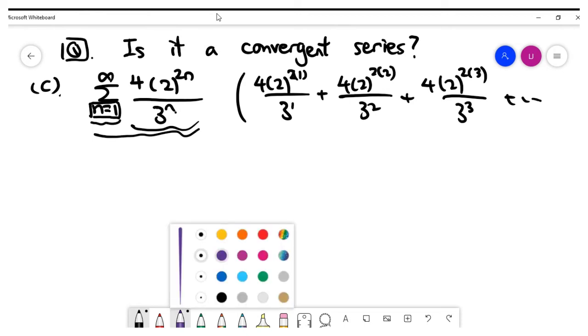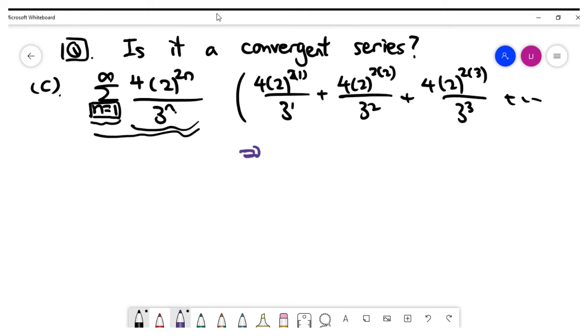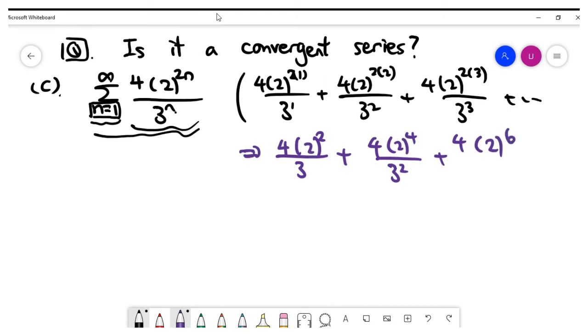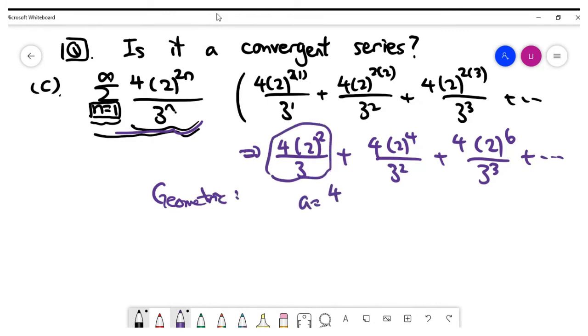If you don't fully understand what's happening, let's write it down. The next step is the same as 4 times 2 to the power 2 over 3 plus 4 times 2 to the power 4 divided by 3 squared. The next term is 4 times 2 to the power 6 divided by 3 to the power 3, right? And I hope that you can see that for such a series, it is actually geometric because the first term, of course, we can just pick the first term, which is 4 times 2 squared divided by 3, which is actually 16 divided by 3.